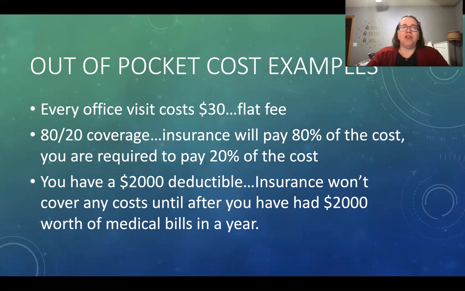Or you might have a straight deductible. So for example, say you have a $2,000 deductible. That means that throughout the year, the insurance isn't going to pay for anything until you have paid $2,000 worth of medical bills. So if you go to the doctor and it costs, say, $200, you're going to have to pay that entire bill, and you're going to have to keep paying all your bills until they've totaled up to $2,000. Once you've passed that, then your insurance will start paying for things.